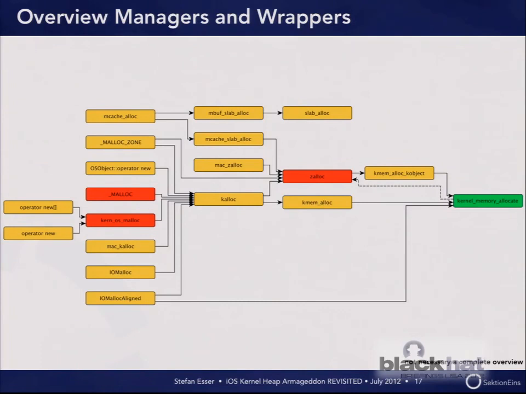And in the end, most of this ends in kernel_memory_allocate or in zalloc, which themselves are wrappers. So this is basically what you need to know. There's this hierarchy of memory allocators, but most of them are just wrappers and they call other memory allocators.